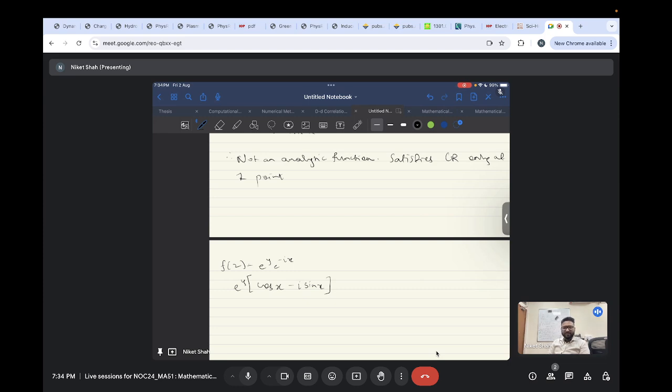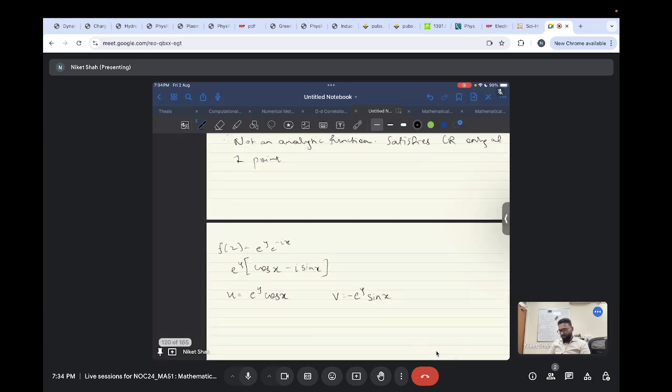It's cos x minus i sin x, right? So here I have to check the CR conditions. u becomes equal to e raised to power y cos of x, and v becomes equal to e raised to power y minus e raised to power y into sine of x. This is my u and v functions.